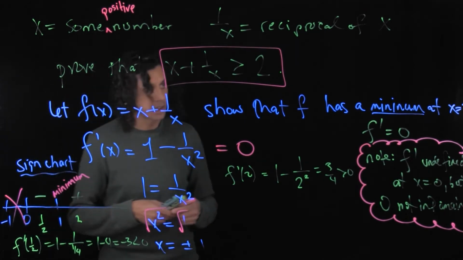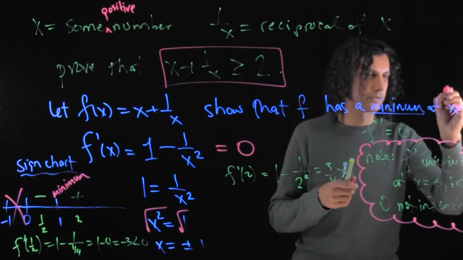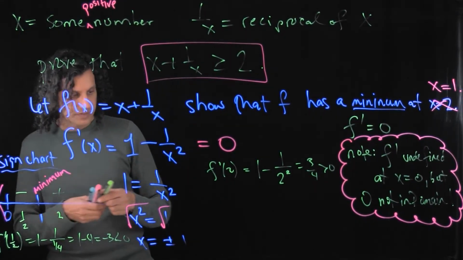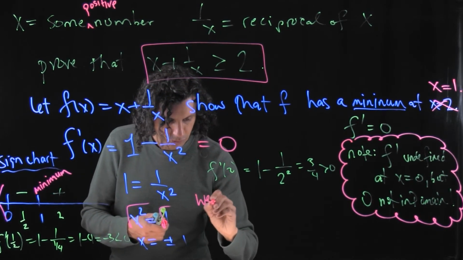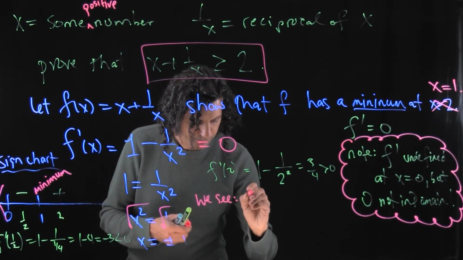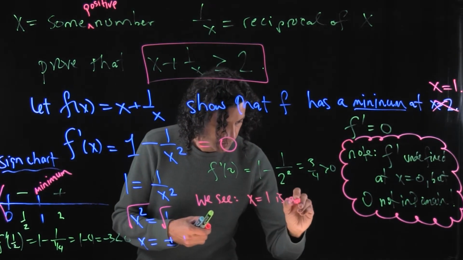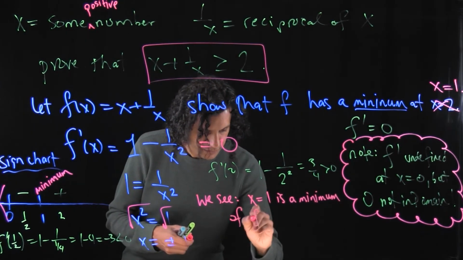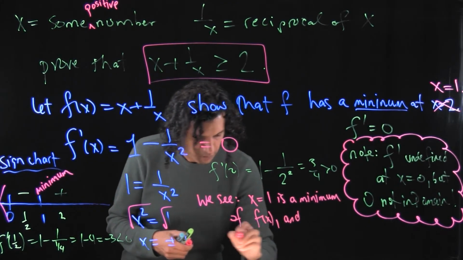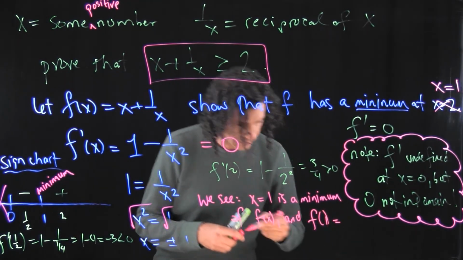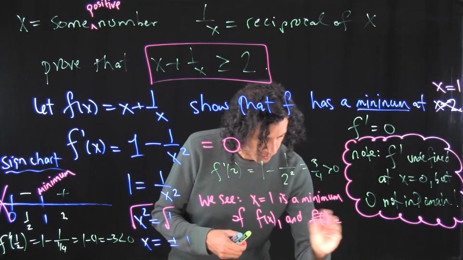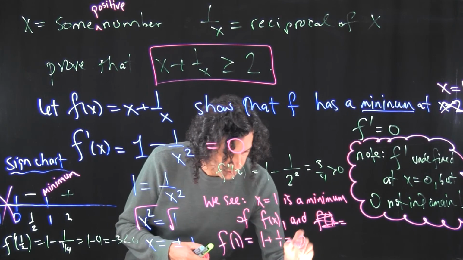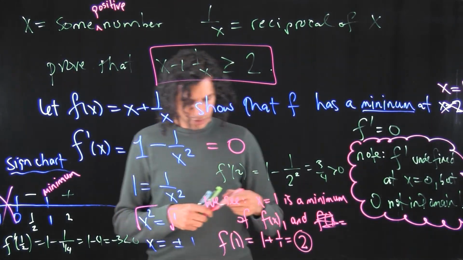Oops, I made a little mistake over here. This is wrong. I've got to fix that later. All right, x equals 1. So we see that x equals 1 is a minimum of f of x, and f of 1 equals, let's work that out over here, 1 plus 1 over 1, which is indeed 2.